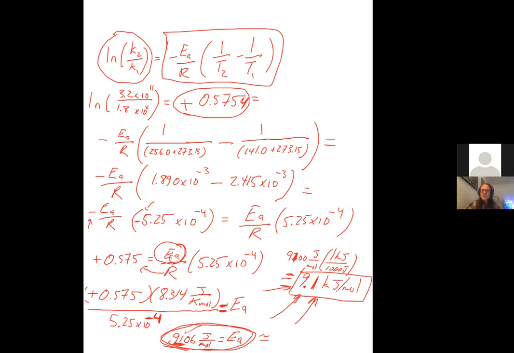Okay, excellent, good. So that is the end of section 4, which is the dependence of the reaction rate on temperature. See, I went through every type of problem that's in that section, so hopefully that will help you. Okay. Take care.